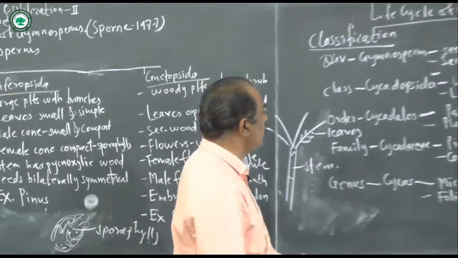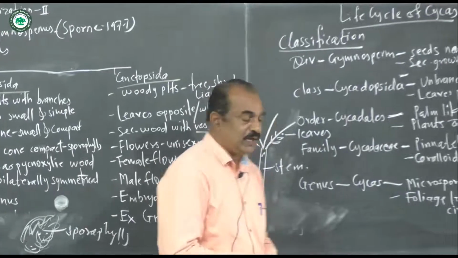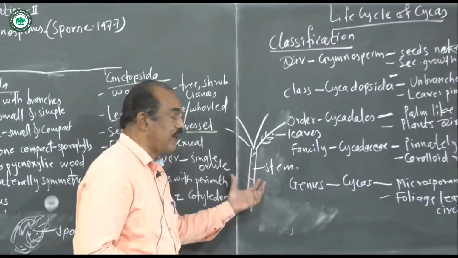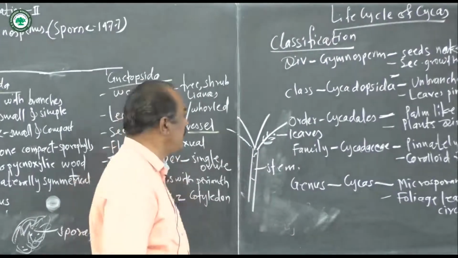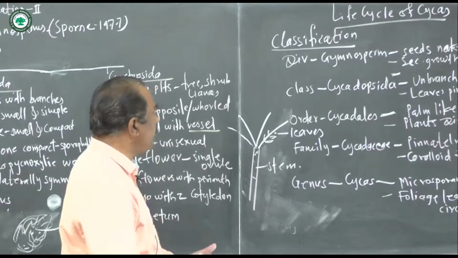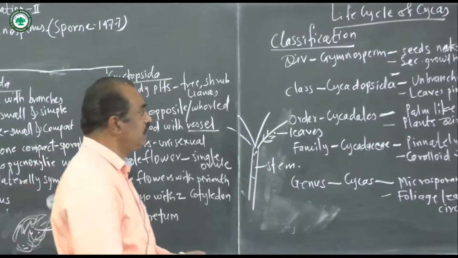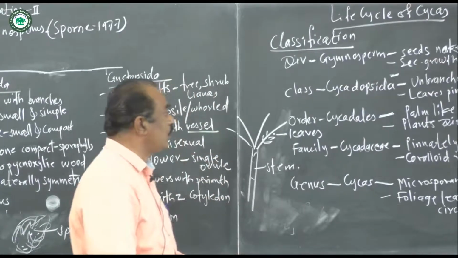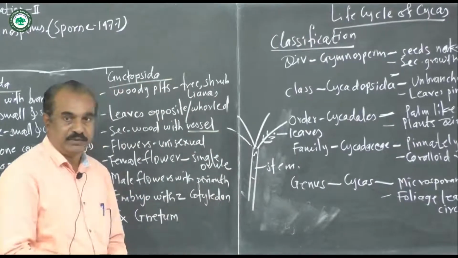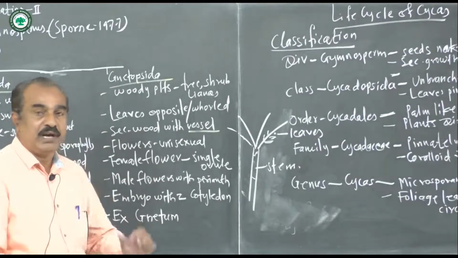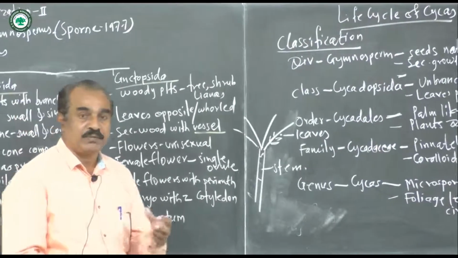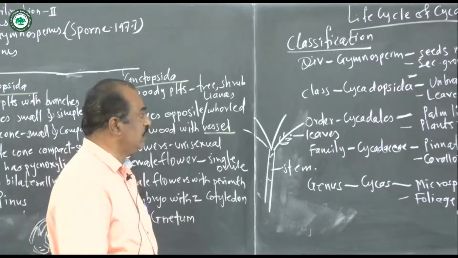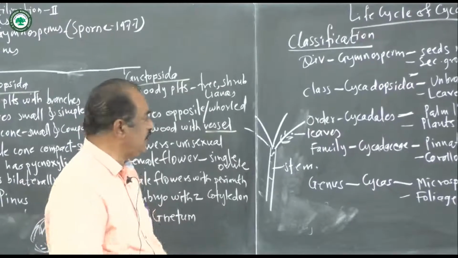Now next character, the plants are dioecious. That means this is a plant body, this is a structure. Cycas is dioecious in nature. Then family Cycadaceae. Here the pinnately compound leaves are there. And second character, coralloid roots are present. Now this is another type of root. They are important for the fixation, absorption of the atmospheric nitrogen. And for this, the coralloid roots are very, very important.